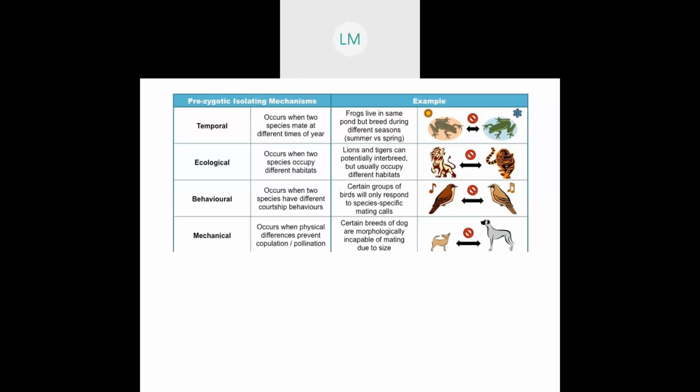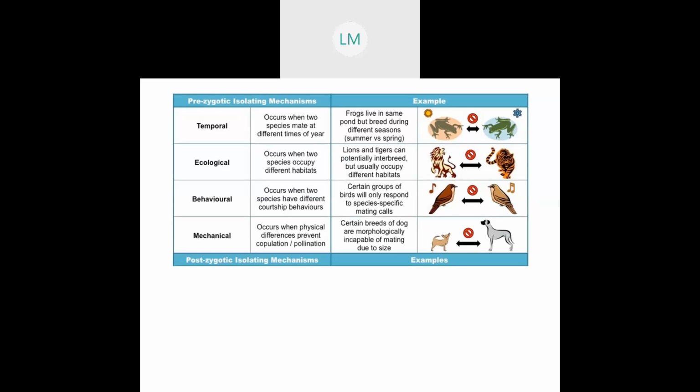Mechanical isolation is another type of pre-zygotic isolating mechanism. So this is a physical difference that is going to prevent copulation or pollination. Okay, so this is like a lock and a key situation, right? If you don't have the right key to fit in that lock, then nothing's going to happen. The example of this given here: certain breeds of dogs are morphologically not capable of mating due to size, right? We've got Great Danes, we've got Chihuahuas, not morphologically possible. So mechanically, they are isolated from one another. So that's another way that species can be separate and stay separate in a pre-zygotic mechanism.